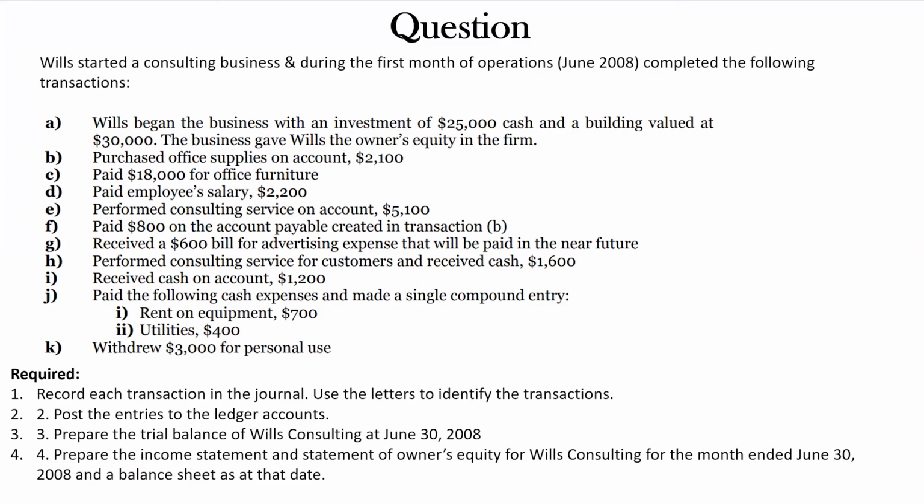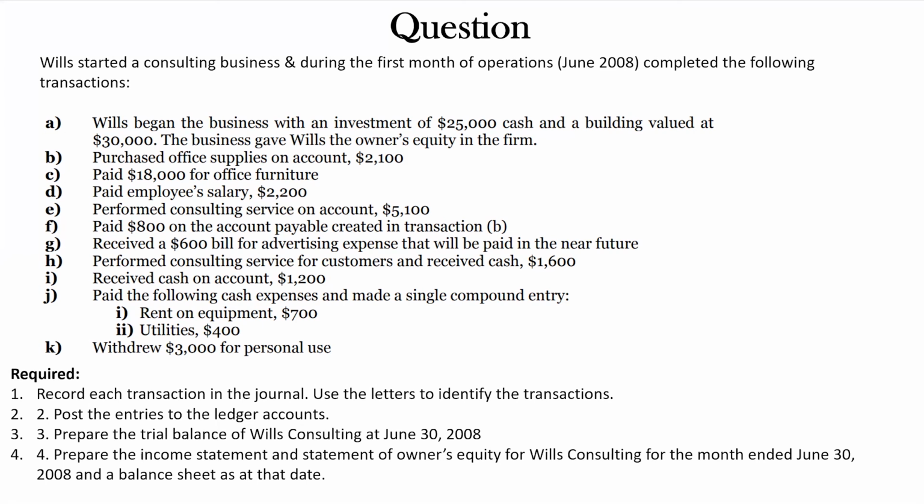Let's look at J. So we paid the following cash expenses and made a single compound entry, right? So first, let's look at this big jargon, this phrase, single compound entry. We spoke about it in A, right? And what did we say? We can separate a transaction, right? And have two separate entries. However, when we want to make them a single compound entry, we find something that is common to both, right? And we try to scoop it instead of having two separate transactions into one transaction.